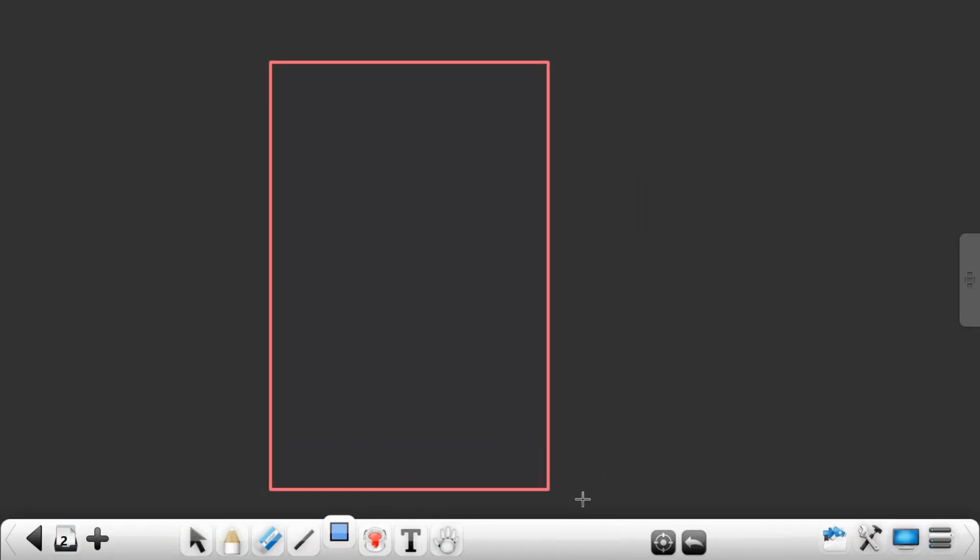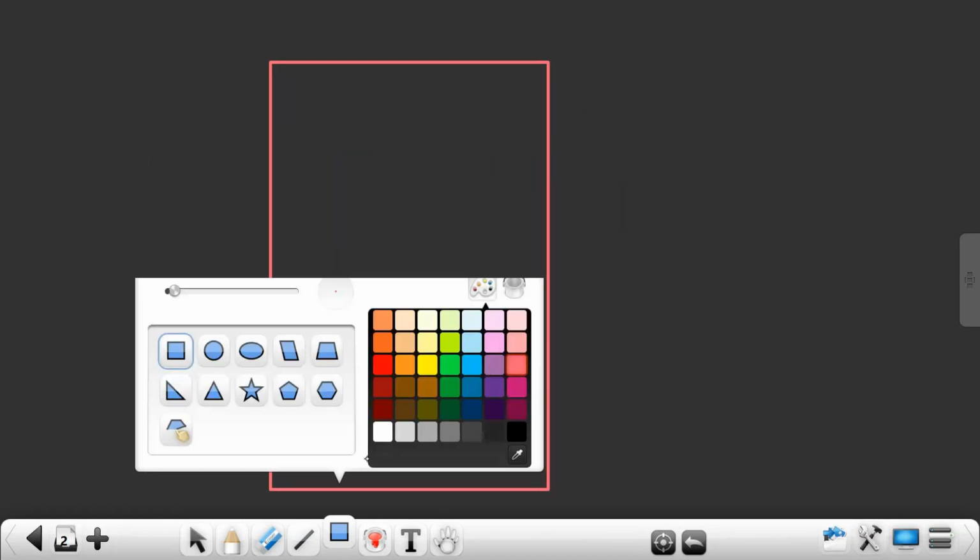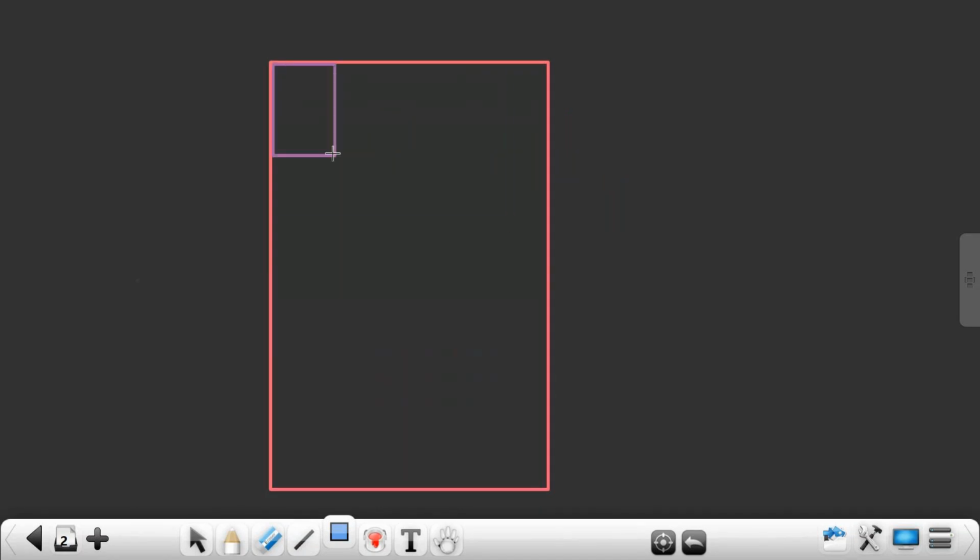So this is your P substrate. Inside the P substrate, what will you form first? You will form this N well. So first, form this N well. This purple color is nothing but your N well. This pink color is nothing but your P substrate.